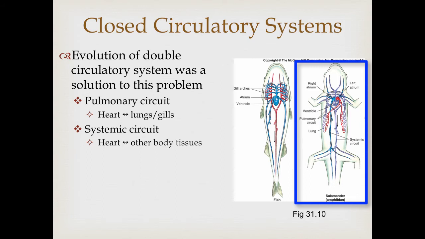The double circulatory system, as the name implies, is a two-circuit system. There's a pulmonary circuit, which takes blood from the heart and then pumps it to the lungs or the gills, depending on what organism you're talking about. And then once it leaves the gills or the lungs, it goes back to the heart, then pumps this oxygenated blood to the rest of the body tissues. And so it's leaving directly from the heart and it has plenty of blood pressure.